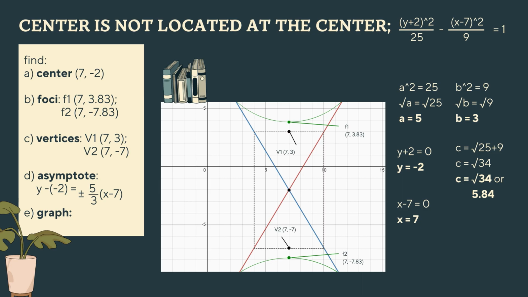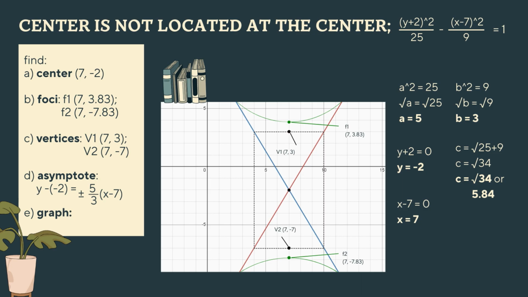And for our foci, all we need to do is use h, comma, k plus or minus c. We already found the value of our c, which is 5.84. So all we need to do is subtract k minus our c, which is 5.84.